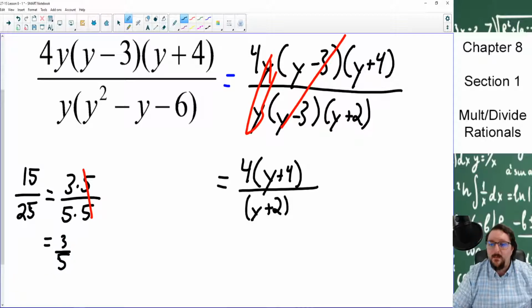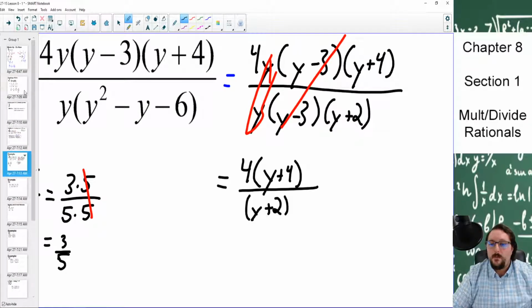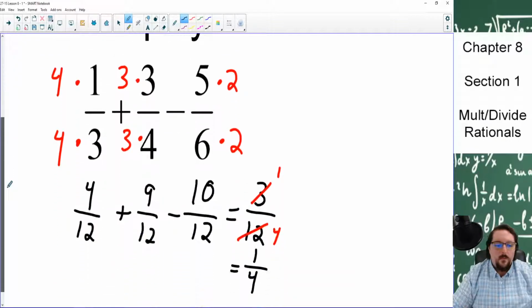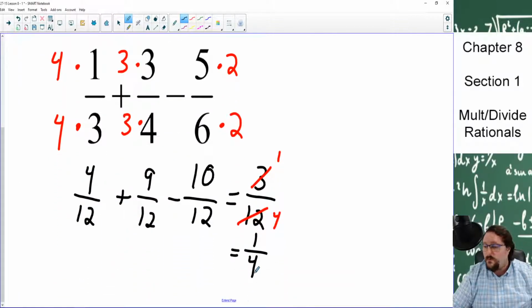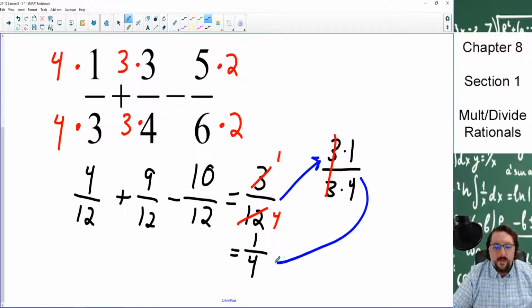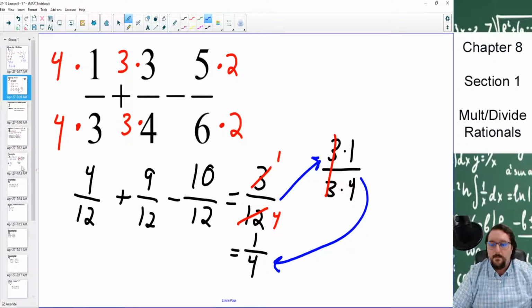In fact, if we go back to our second POD up here, just a little side note. When we cancel this down from 3 over 12 to 1 over 4, this really worked because we could rewrite 3 as 3 times 1 and 12 as 3 times 4, which allowed it to cancel. That's why we were able to cancel that down. So even in numbers, we still look for only things that are being multiplied. If that was 3 plus 1, it would be stuck. We wouldn't be able to do anything with it. Okay?